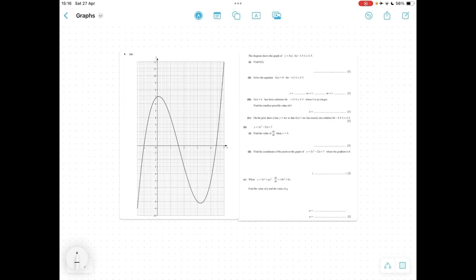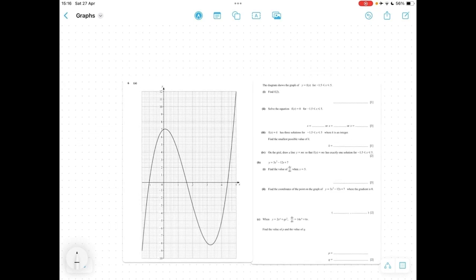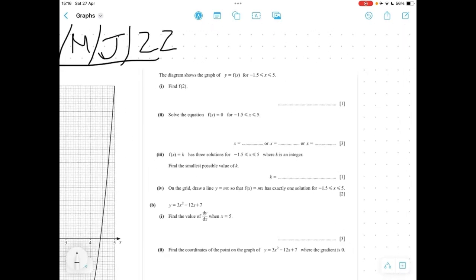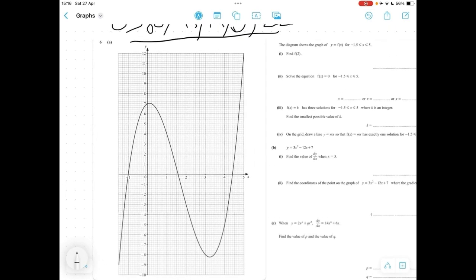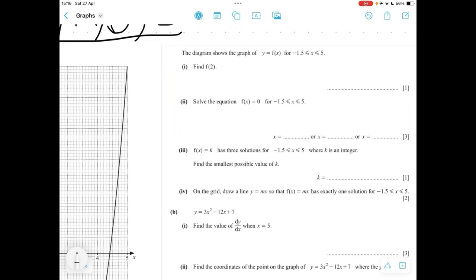Hello, so this is another question relating to the graphs topic. This is question 6 from 058041 May June 2022. The first part says find this. The diagram shows a graph of y equals f(x). Here's the graph. It's a cubic graph. It says find f of 2.